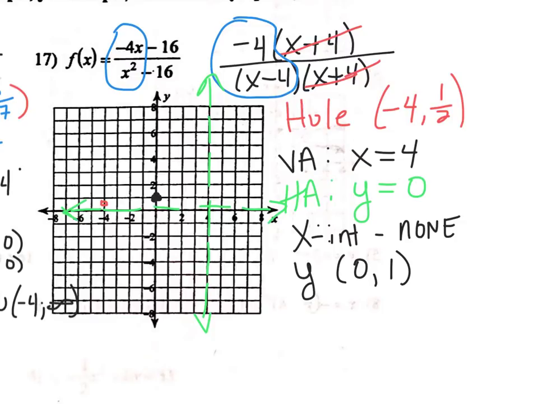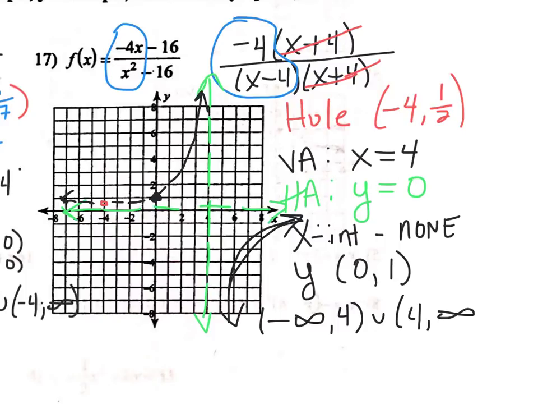Now I'm ready to draw my graph. It's going to come along the asymptote. It's going to jump over. And it's going to go up the side of the vertical asymptote on the other side. And then my other part is going to be down here on this side. And that's it. And now we just need to write the domain. So from negative infinity to 4, union 4 to infinity. And that's it.